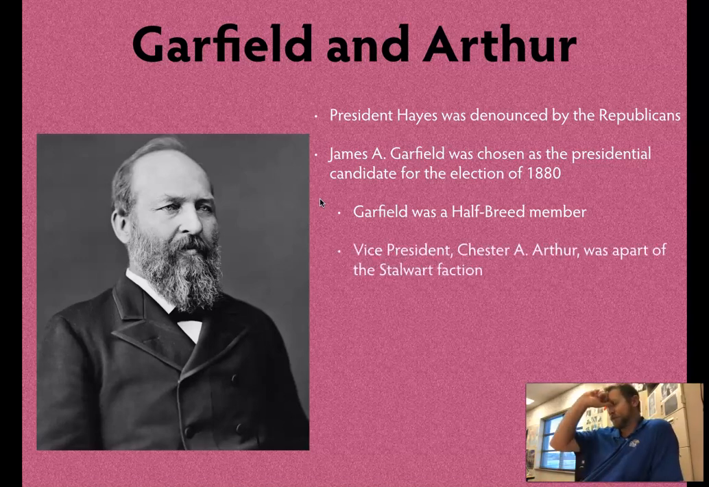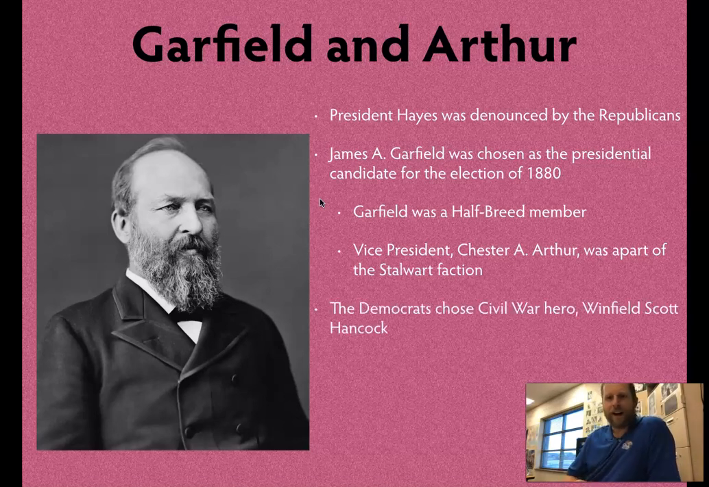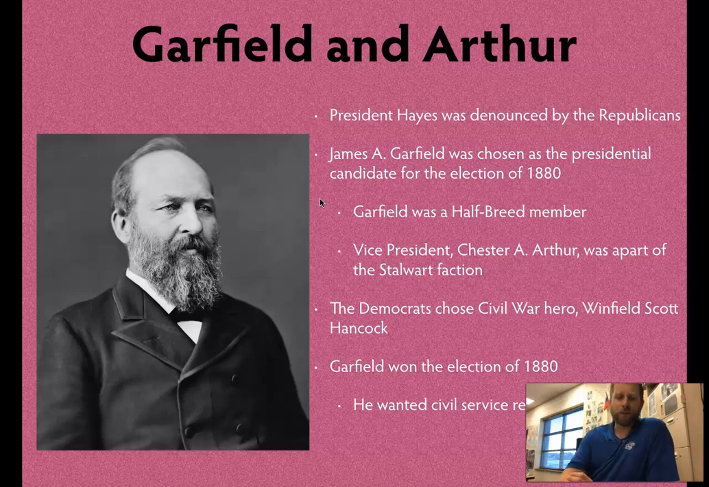His vice presidential running mate was Chester A. Arthur, which is a very aristocratic sounding name. Chester A. Arthur, who was a stalwart, who was one of the people that was cool with cronyism and giving jobs and the spoil system, whatever you want to call it. Graft is the technical term. The Democrats chose Civil War hero Winfield Scott Hancock. Garfield wins the election in 1880. The elections are all very close in this era. His big thing was civil service reform.